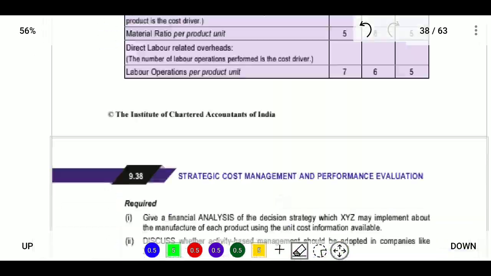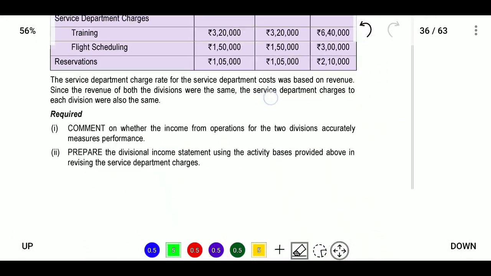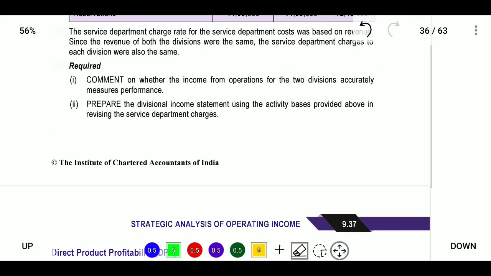What is there in the second question? In the second question, first we see the requirement. What is the requirement? Comment on whether income from operations for the two divisions accurately measures performance. So we will see the question and comment on whether the income from operations is correct or not.